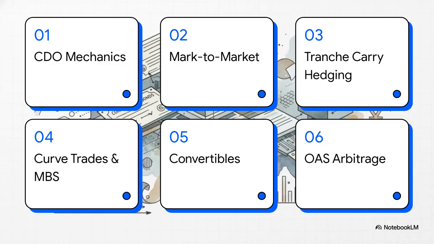All right, let's quickly map out where we're headed today. 1. Slicing risk and CDO mechanics. 2. Mark-to-market and risky duration. 3. Tranche carry and delta hedging. 4. CDO curve trades and MBS. 5. Convertibles, focusing on fixed income and equity. And 6. Convertible option-adjusted spreads. Let's get right into it.